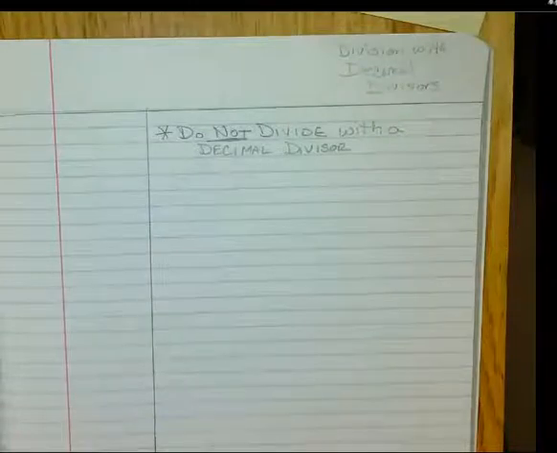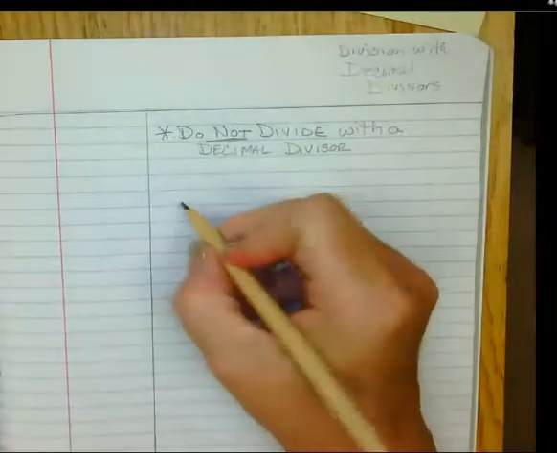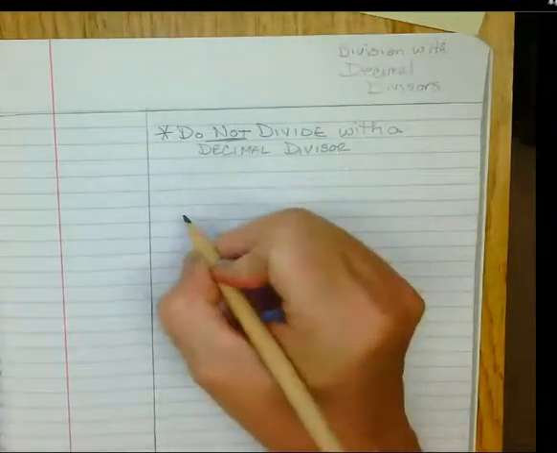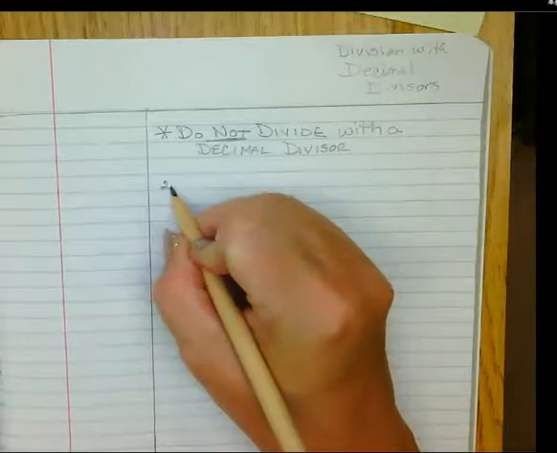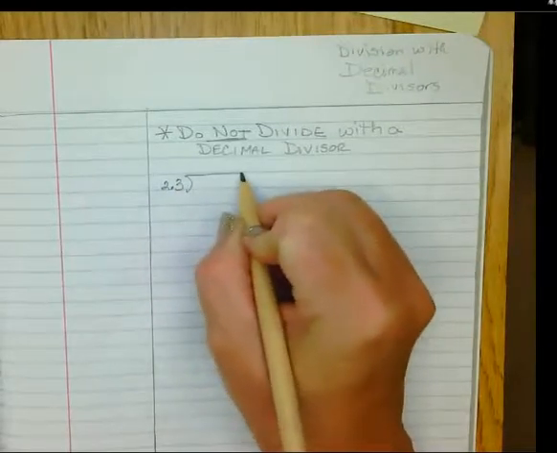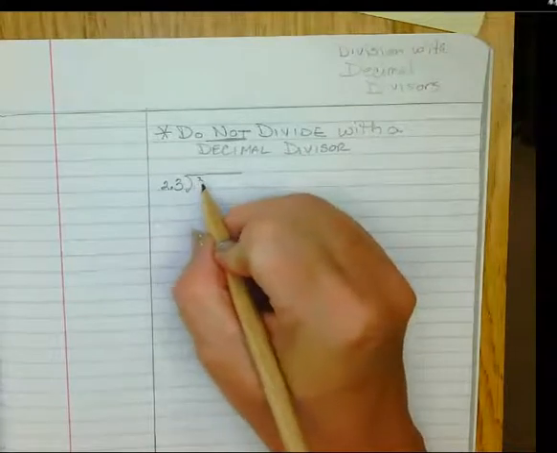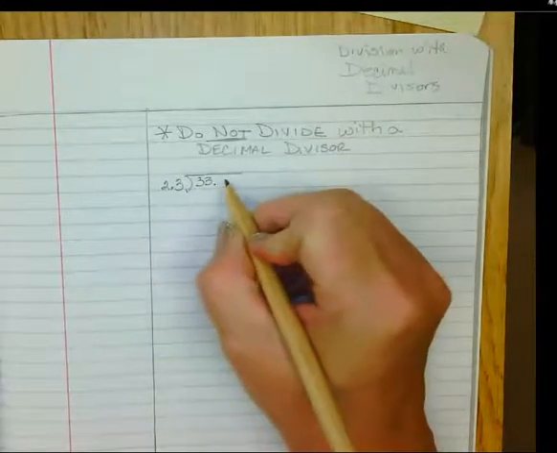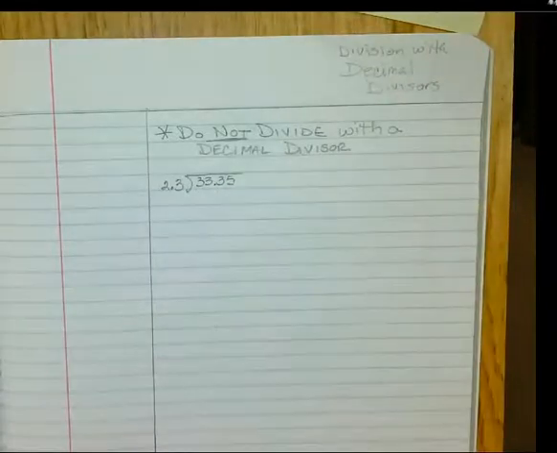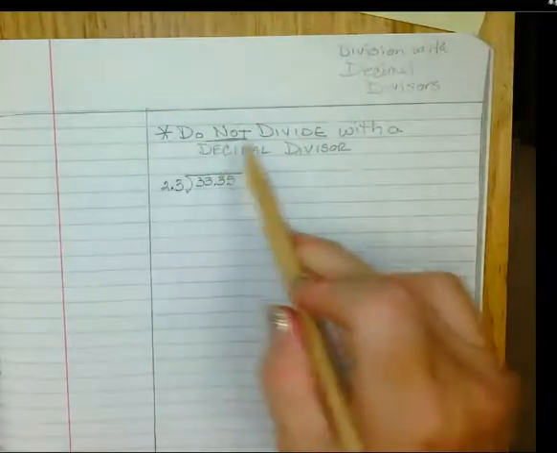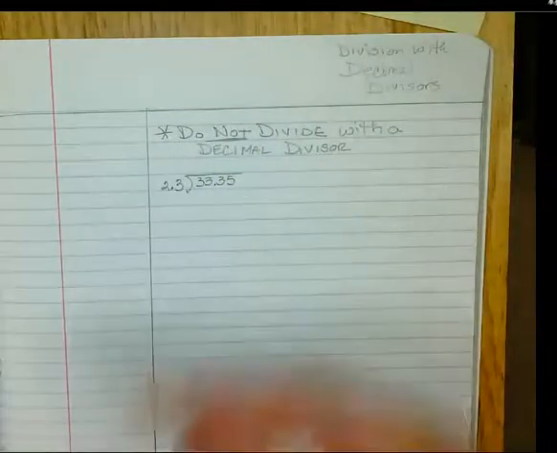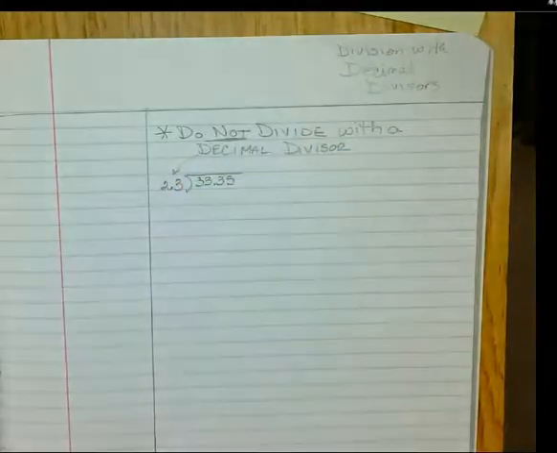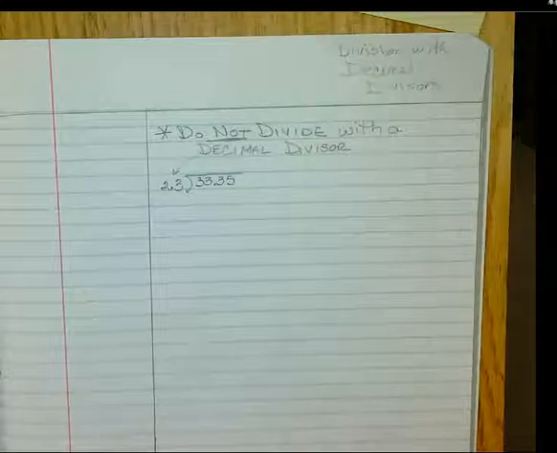And so let's try this. Let's start out with something fairly simple. I'm going to do 2 3/10, and we're going to have inside as our dividend 33 35/100ths. So if we are going to follow our rule, do not divide with the decimal divisor, well, that's what this is right there. That is a decimal divisor. No. So we have to do some math.